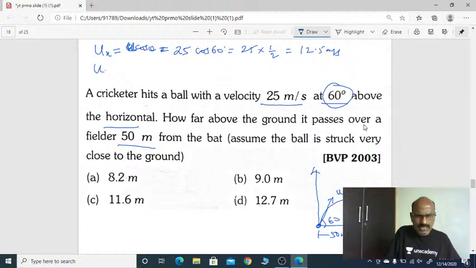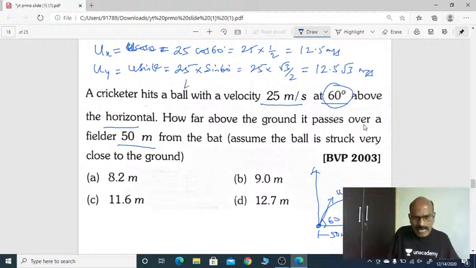What is the vertical velocity along the y-axis? Vertical velocity will be u sin theta, 25 into sin 60 degree, sin 60 is root 3 by 2. So 12.5 root 3 meter per second. Right? Now, what is the time taken to cover the distance? Time equals distance by velocity, we know. Distance is 50 meter, by velocity 12.5. You will get 4 seconds, the time it takes to pass over the head of the fielder.